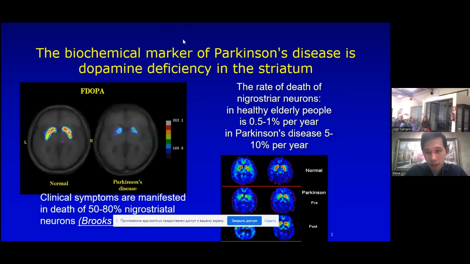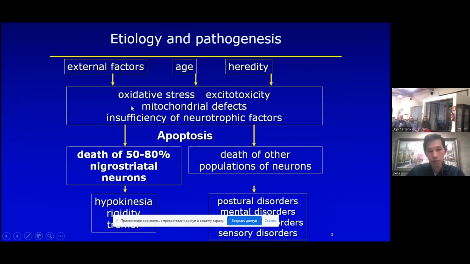Here we can see the biochemical marker of Parkinson's disease is dopamine deficiency in the striatum. Clinical symptoms are manifested with the death of 50–80% of nigrostriatal neurons. There are etiology and pathogenesis.